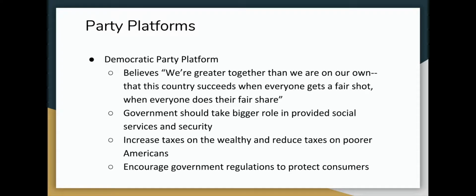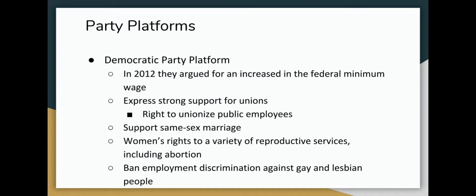The Democratic Party has some other beliefs. I'll read it for you. We're greater together than we are on our own, that this country succeeds when everyone gets a fair shot, when everyone does their fair share. They believe that the government should take an increased role in providing social services and security. They believe in increasing taxes on the wealthy, reducing taxes on the poor. They want to encourage government regulation to protect consumers. In 2012, they argued to increase the federal minimum wage. They express support for unions and the right to unionize.